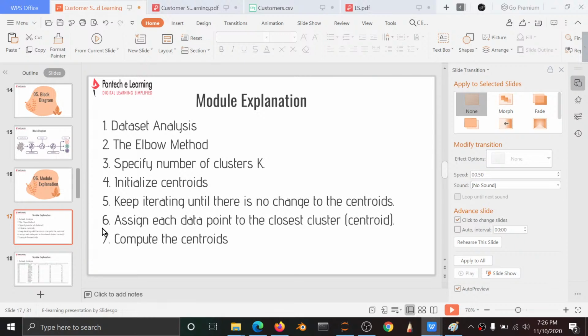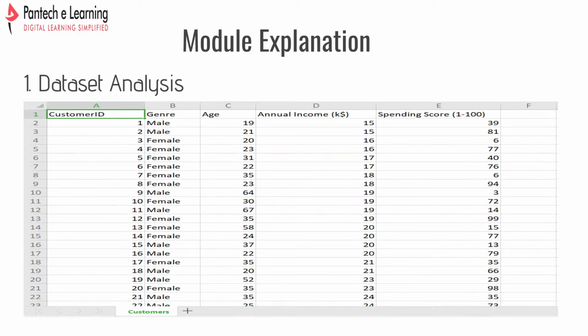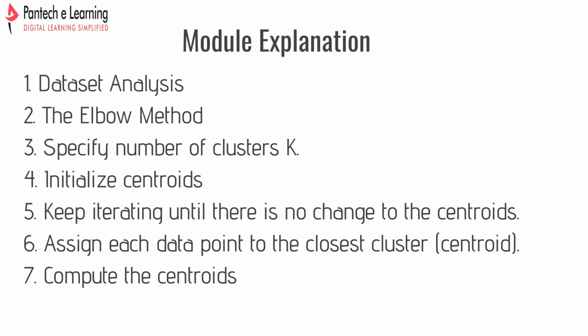Next, model explanation. First of all, data set analysis, which we have already done. Then we need to use the elbow method. What is the use of the elbow method and why are we using it? I will tell you about this. Next, specify the number of clusters K, then initialize the centroids, and after that keep iterating until there are no changes in the centroids, assigning each data point to the closest cluster and computing the centroids. Let's see the model explanation one by one.